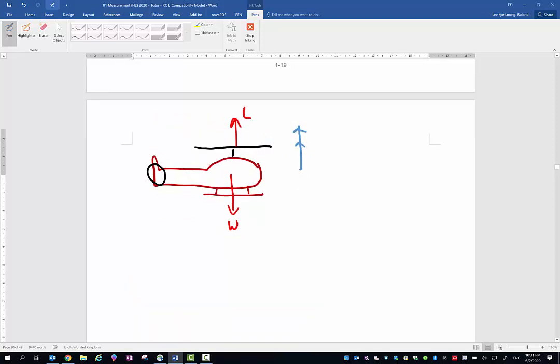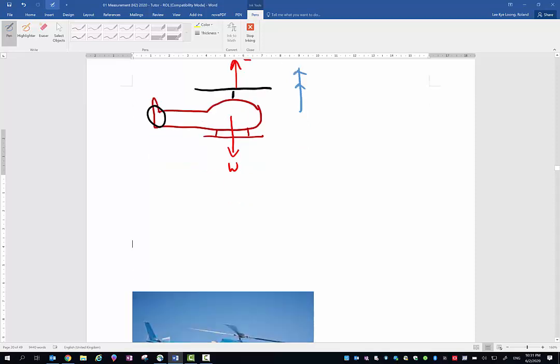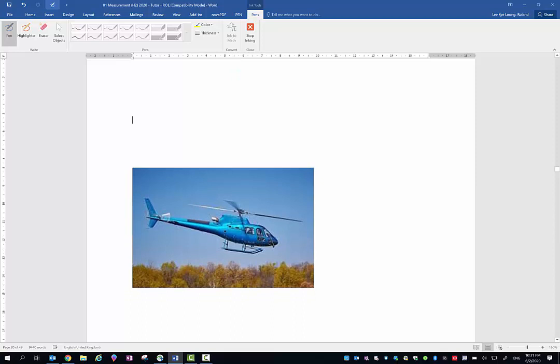But what if the rotor is tilted, or the entire helicopter is somehow tilted in this form? What do we have? The weight will still be pointing downwards, but the lift should be perpendicular to the rotor blade. So this is the lift. Now, the lift being slanted means this lift can be resolved into two components, a vertical component and a horizontal component. As you can see, a vertical component and a horizontal component.